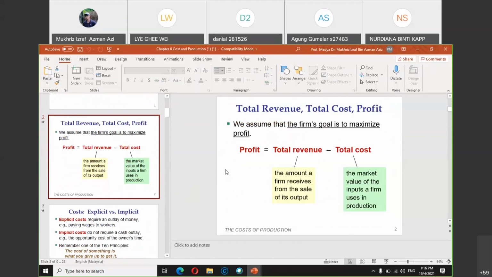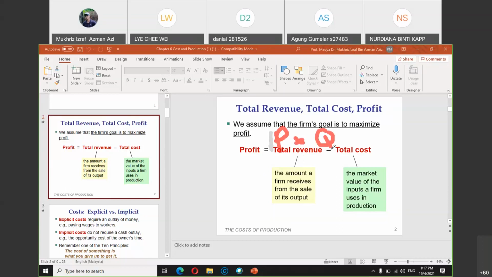the first slide first, on the cost function: total revenue, total cost, profit. In general, of course, for any company or firm, the main objective is to maximize profit. The way to calculate profit is simply the difference between revenue and cost. Revenue is obtained from the sales of the product. Usually we denote the revenue in terms of price multiplied by quantity.